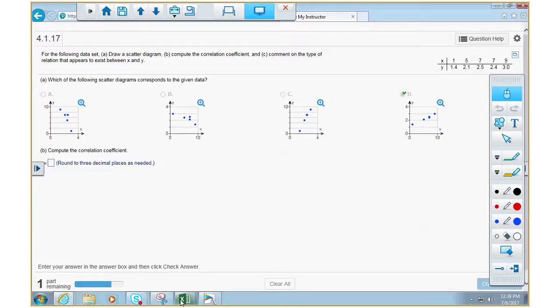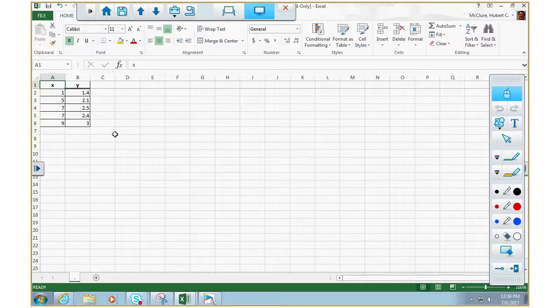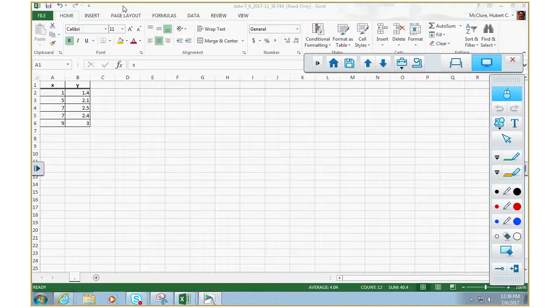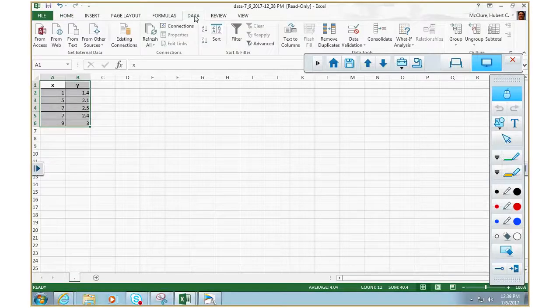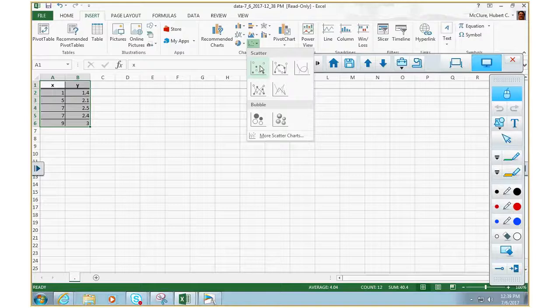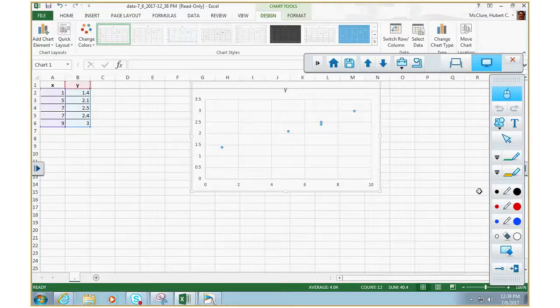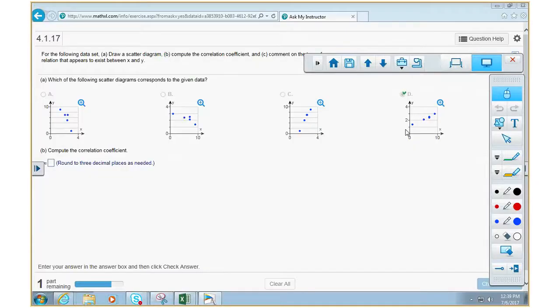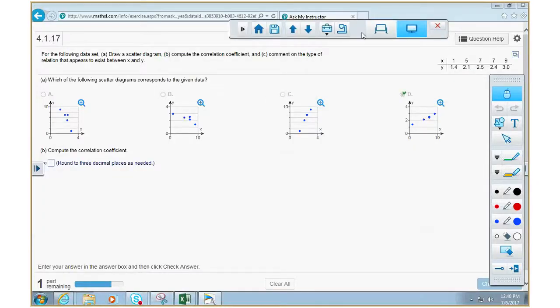So I'm going to take my handy dandy calculator. You've got points. I'm going to go ahead and take these points, and I'm going to go to data. No, insert. I'm not used to this Windows. And scatter plot. And there it is. That's what it looks like. Now, you hit that little button right here. Hit that little button right there.